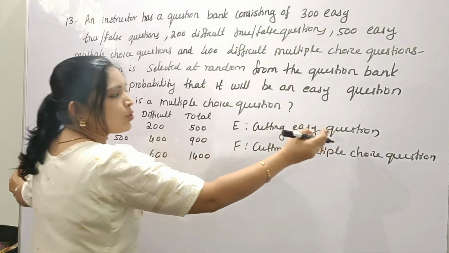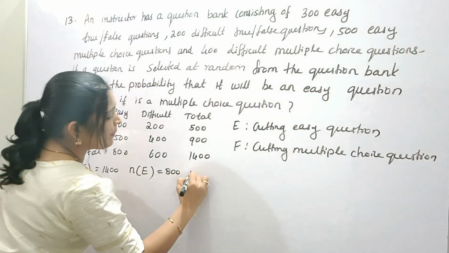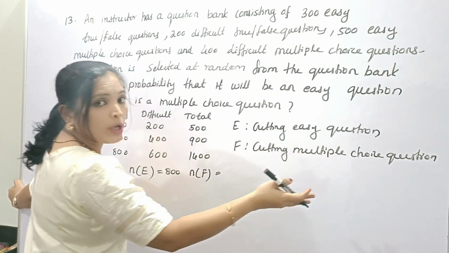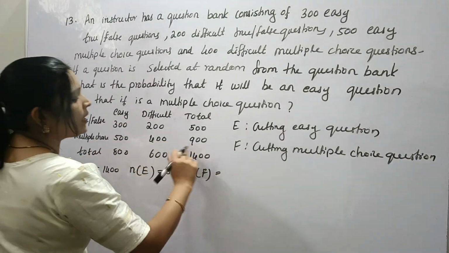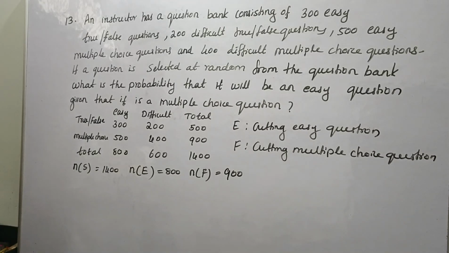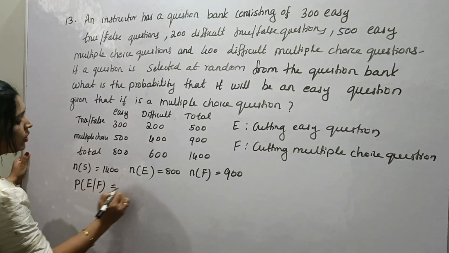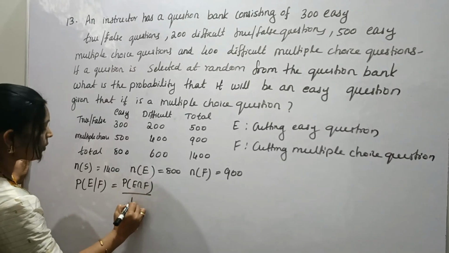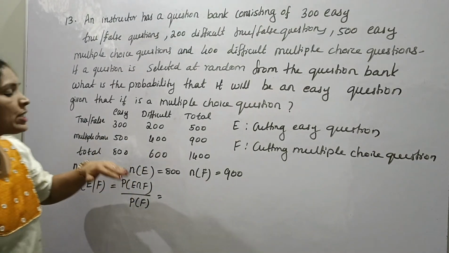And the number of elements of E. E is nothing but easy questions. How many easy questions are there? 800, right? Number of F. F is the event of multiple choice questions, so there are 900 multiple choice questions. Next, we have to find the probability of E given F. That is equal to the probability of E intersection F divided by the probability of F.